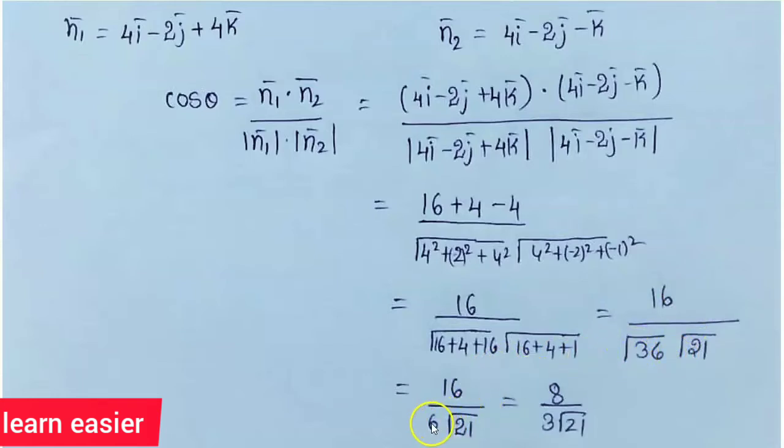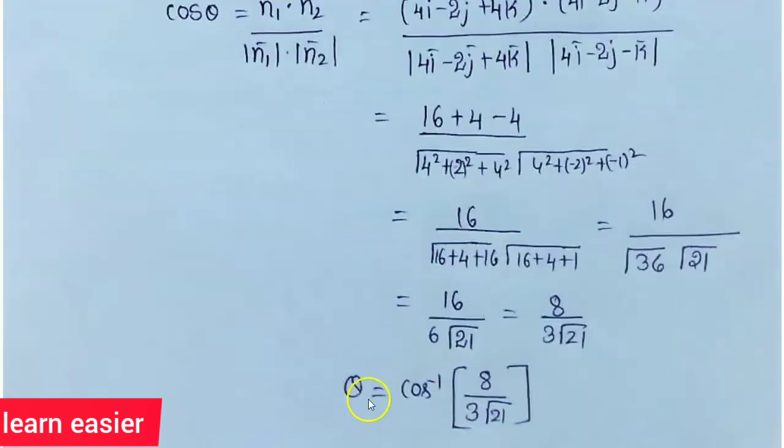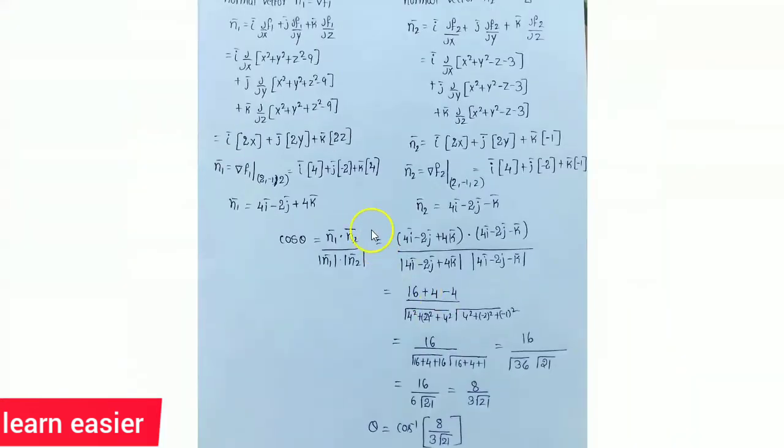After cancelling, we get 2 eights and 2 threes. So we get 8 by 3 root 21. So the angle between the two normals is theta equal to cos inverse of 8 by 3 root 21. We have found that the angle between the two normal vectors is cos inverse 8 by 3 root 21.